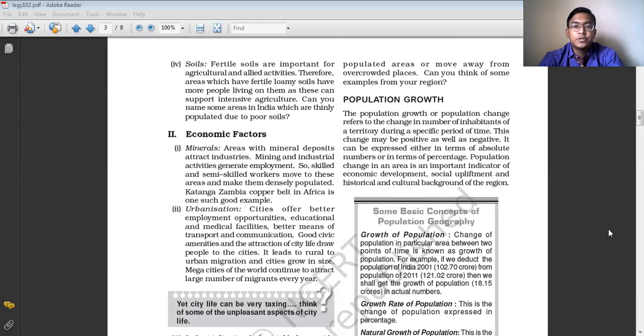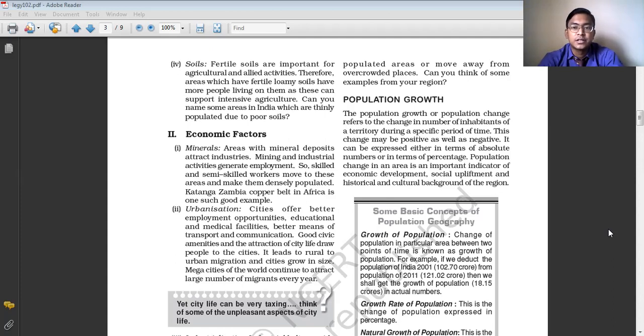So students, I'm going to discuss the topic population growth from chapter number 2, world population distribution, density and growth. This chapter is from the book Human Geography. Here we are going to discuss today what the term population growth basically refers to, and how do we measure population growth?